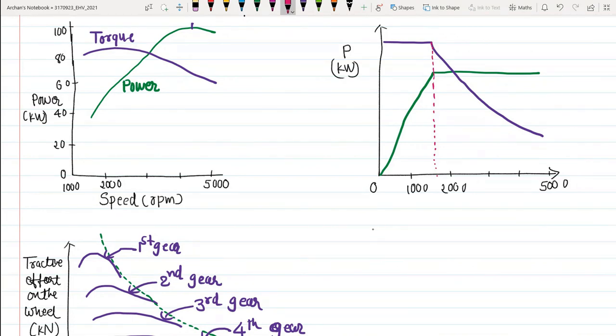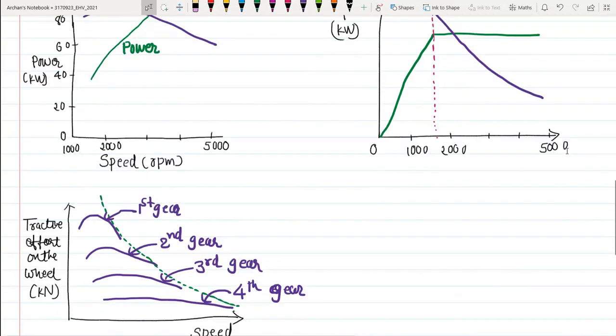Now what happens when we go beyond the base speed? Beyond the base speed, the voltage still remains constant, but the flux will now get weakened. This will result in constant output power while the torque will decline hyperbolically with the speed. Since this torque speed profile of an electric motor is close to the ideal one, a single gear or double gear transmission is usually employed.